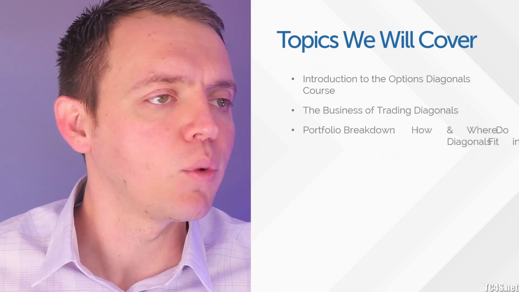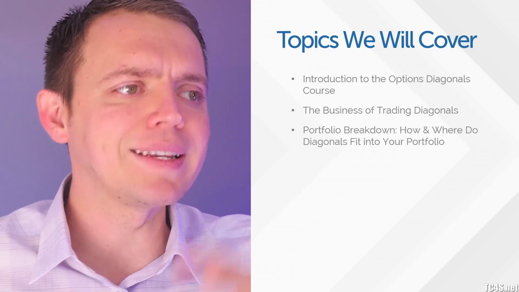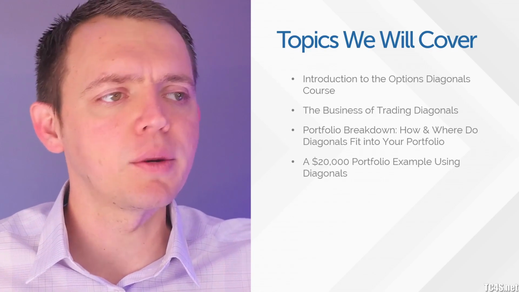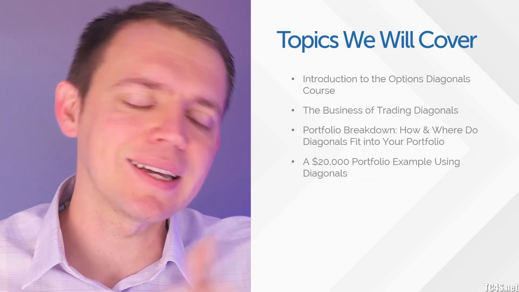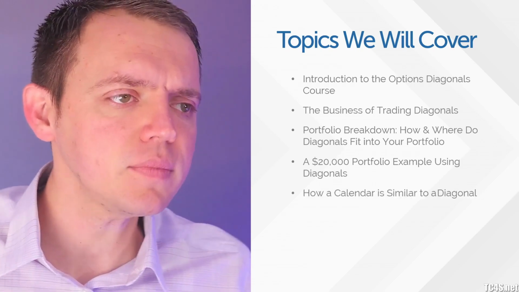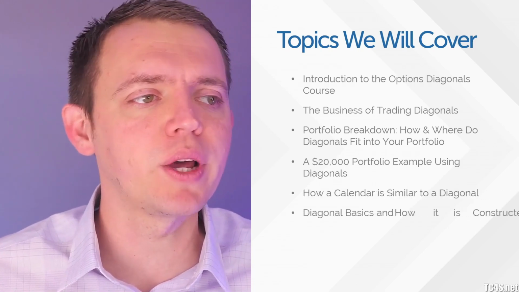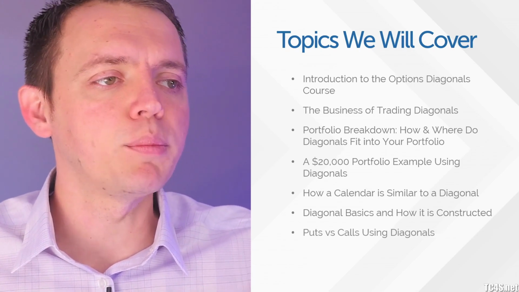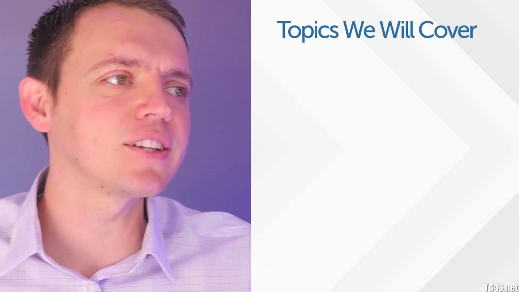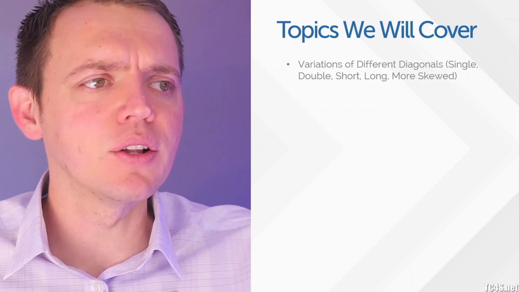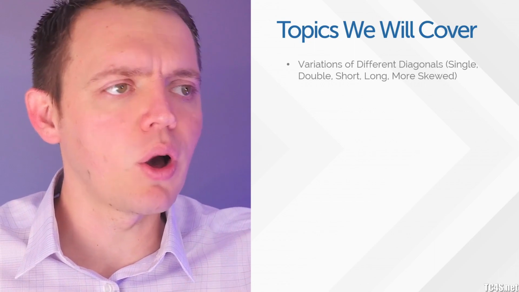We'll go ahead and cover portfolio breakdown, how and where diagonals fit into a portfolio. We'll look at a $20,000 portfolio example using diagonals. Again, you could just ramp it up if you have a larger portfolio. We'll look at how a calendar is similar to a diagonal and diagonal basics and how it's constructed. We'll check out puts versus calls using diagonals. And then we'll get into variations of different diagonals, like a single, a double, a short, long, more skewed.